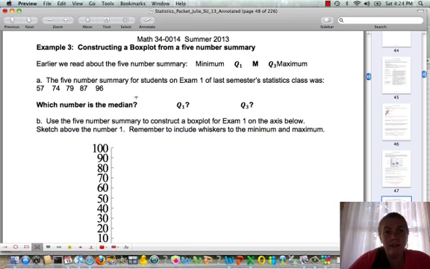Which of these numbers is the median? So if we look here, our middle number is 79. So that must be our median score. Quartile 1, remember, comes second after the minimum. So quartile 1 must be 74. And quartile 3 is 87 right here before the maximum.